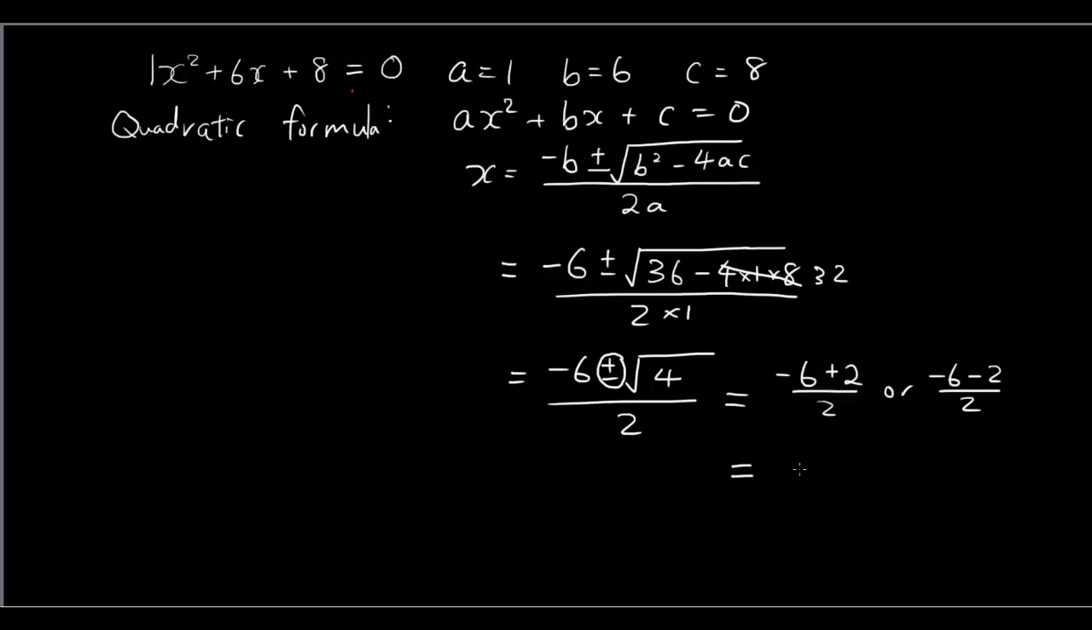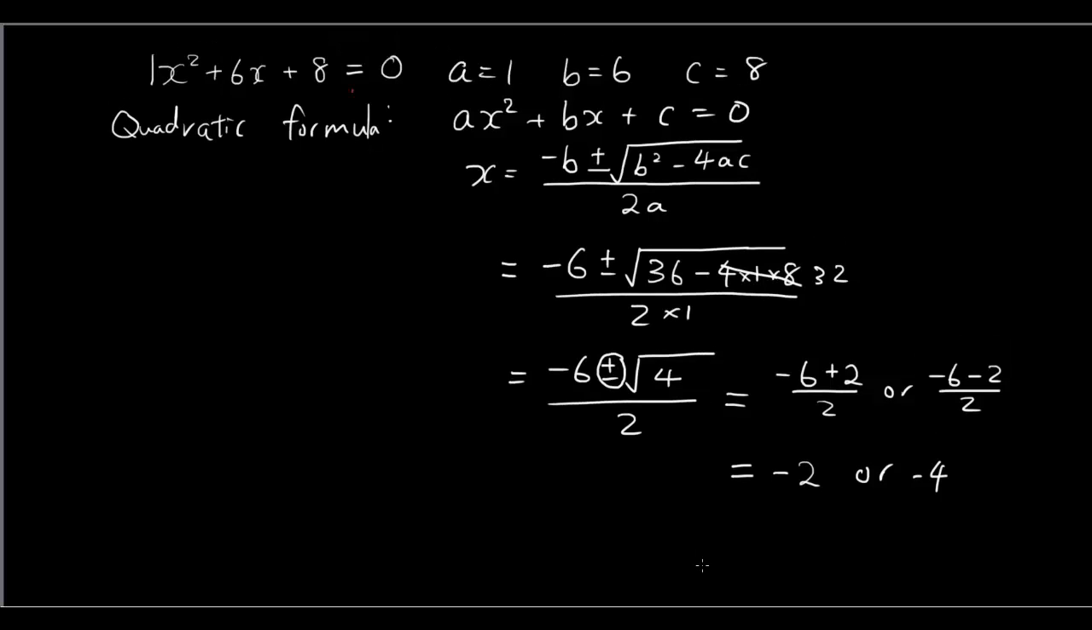So negative 6 plus 2 is negative 4. Negative 4 divided by 2 is negative 2. And then, or negative 6 minus 2 is negative 8, divided by 2 is negative 4. So these are our answers.